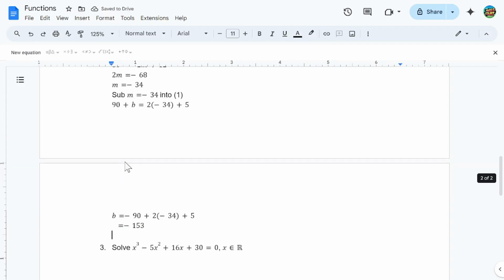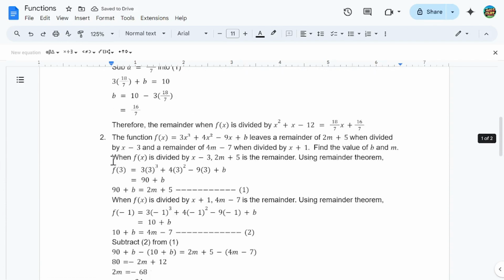The last step is our answer statement. It will be 1 mark. So b equals negative 153 and m equals negative 34. And this is our answer for question 2.